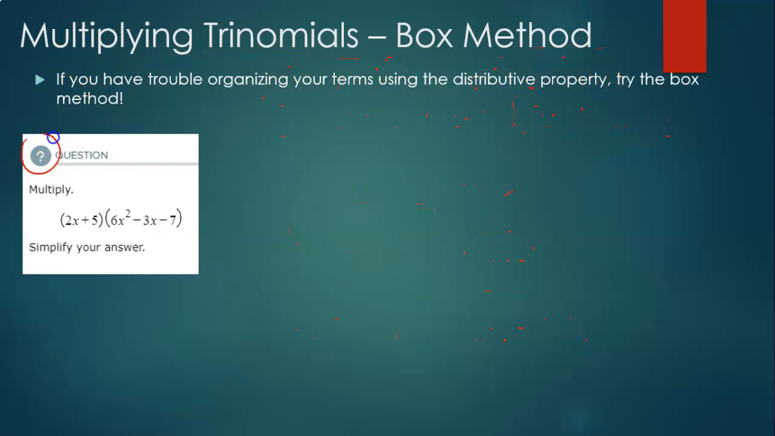You pause the video and try this one on your own. If you want to use the box method, I'll go ahead and set that up for you, and then you can try it from there. So I like to put my trinomial along the top, 6x squared minus 3x minus 7, and my binomial along the side.